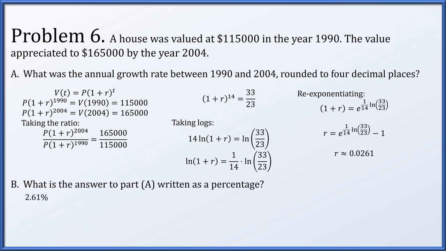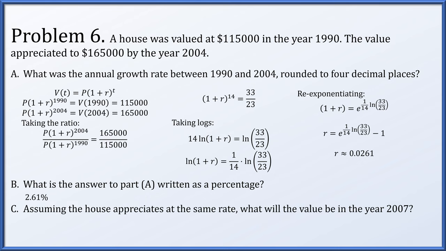What is the answer to part A written as a percentage? I gave it away, it's 2.61%. Assuming the house appreciates at the same rate, what will the value be in the year 2007?